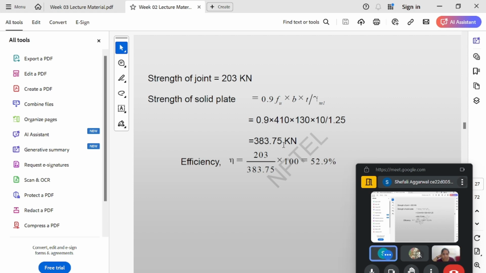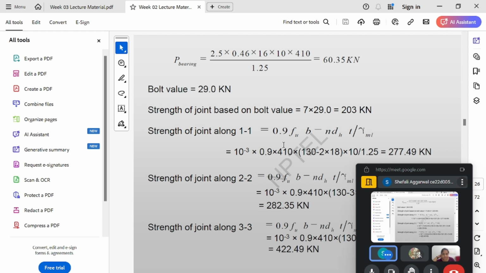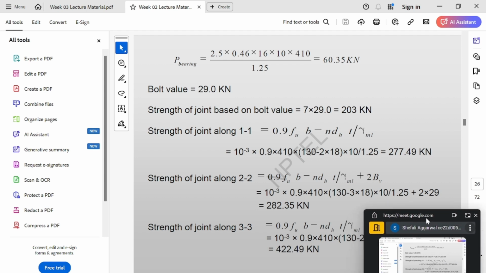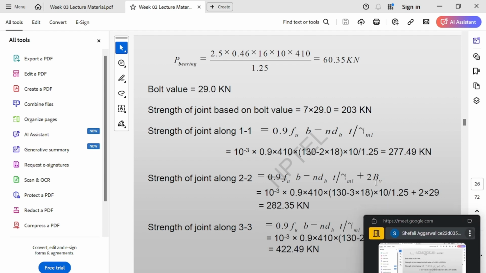Can you go to the previous one? Strength of joint along plane two. Okay. See that, ma'am, along with the plate strength, we are also considering the bolt value.